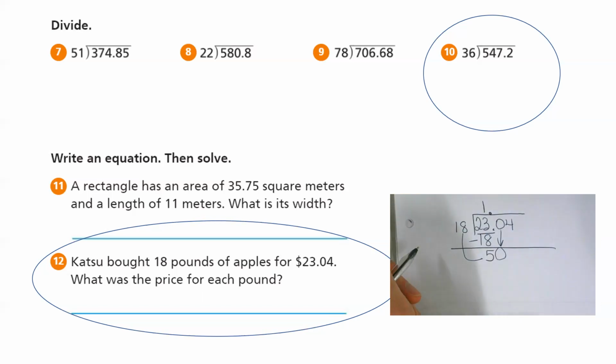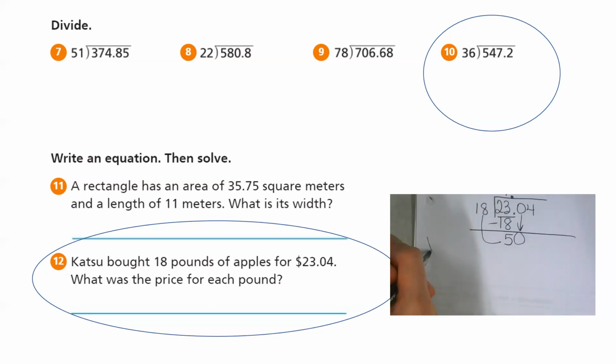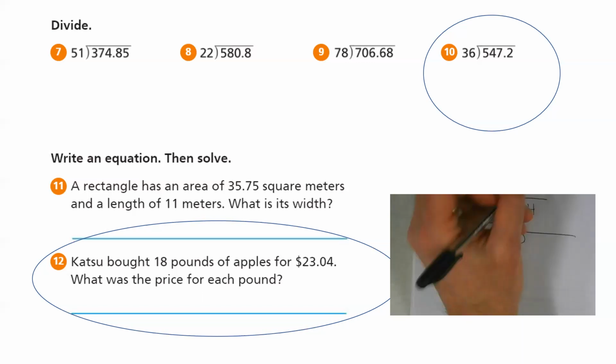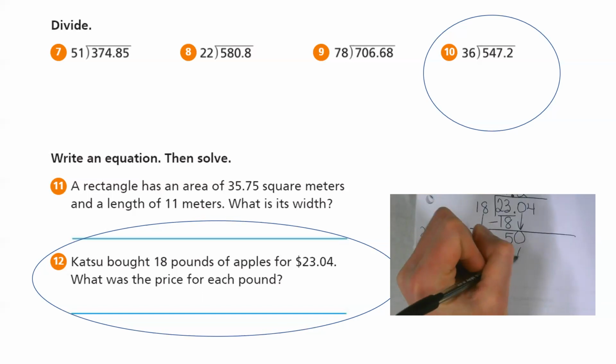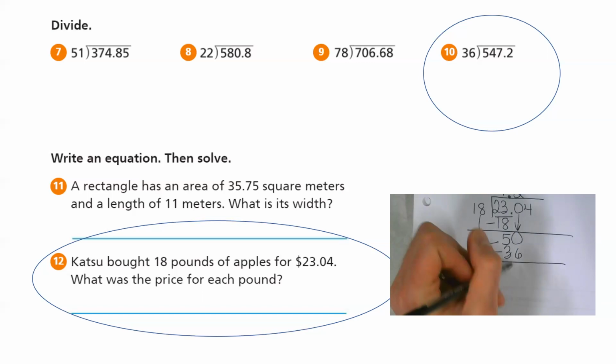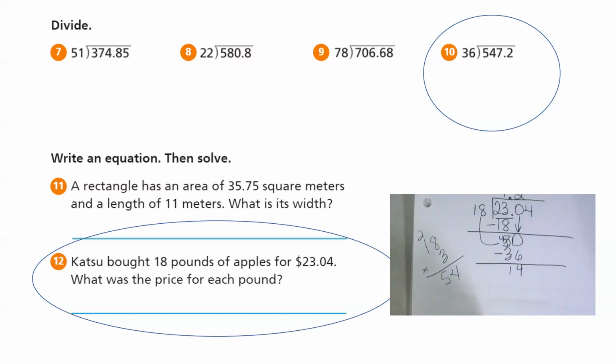18, 36. Ooh, can I take away 4? Let's see. I'm sorry, 3. Can I take away 3? No, so it's going to have to be 2. I know 2 18s is 36. There's 14 left over.